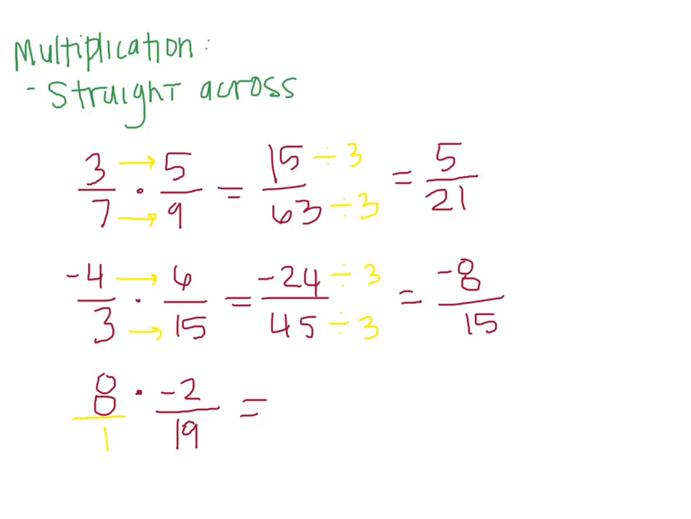So let's just multiply straight across. Negative 2 times 8 is negative 16, we're getting there. 1 times 19 gives me positive 19. And I also ask myself, do these two numbers have any common factors? No, they do not. So I am done.